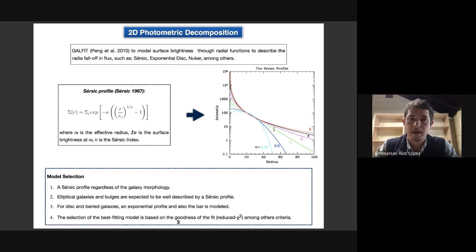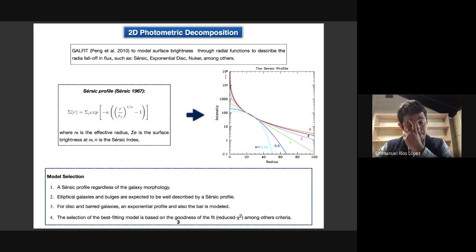GALFIT is an algorithm that allows you to model the surface brightness distribution of astronomical sources. You can use analytical functions such as the Sérsic profile or the exponential disk profile, for instance. Here I show you the Sérsic profile, by José Luis Sérsic, of course. This is a parameterization of the surface brightness at the effective radius, which encloses half of the light. Here the parameter n is called the Sérsic index.